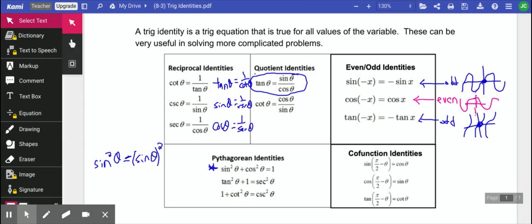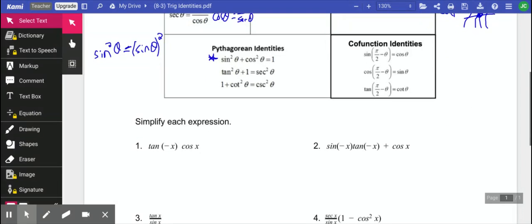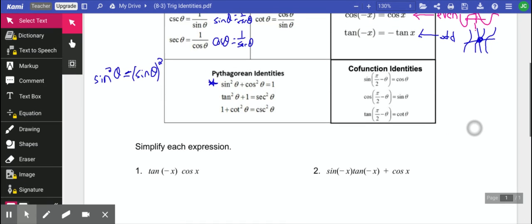All right, so let me show you how we actually use all of these in context. So we want to simplify these expressions. I'm just going to start with these first two.